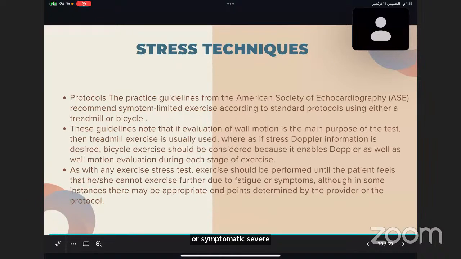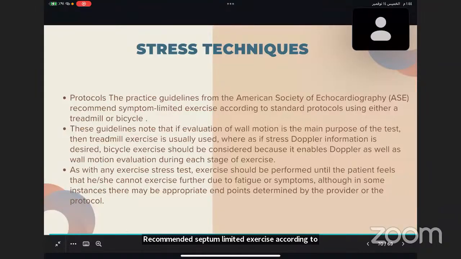Okay, what is the stress technique? It is the protocol, the practice guideline from the American Society of Echocardiography, recommending symptom-limited exercise according to a standard protocol using either treadmill or bicycle.